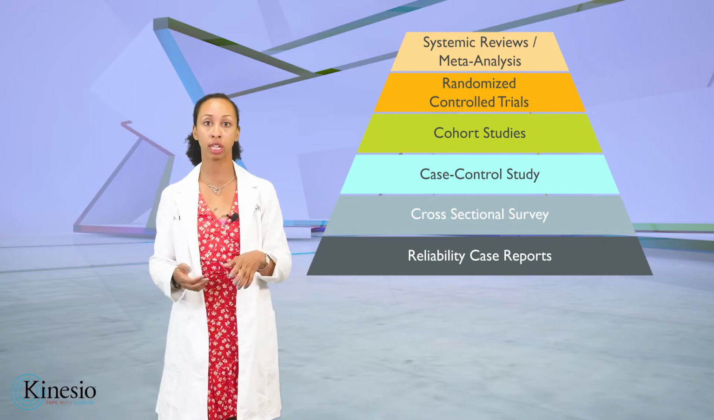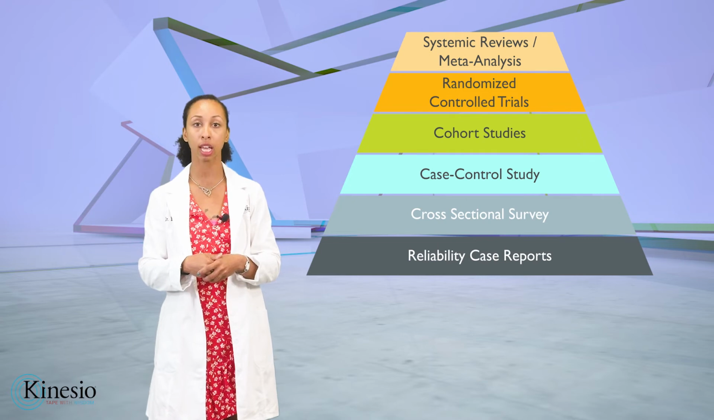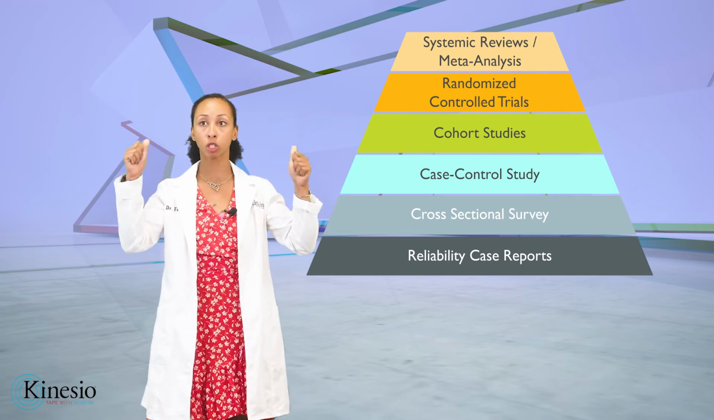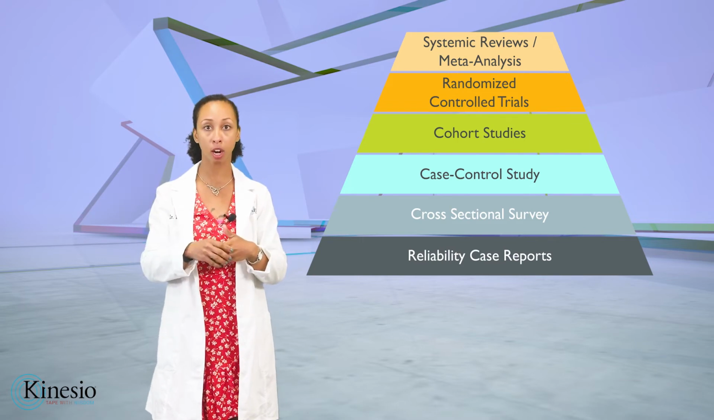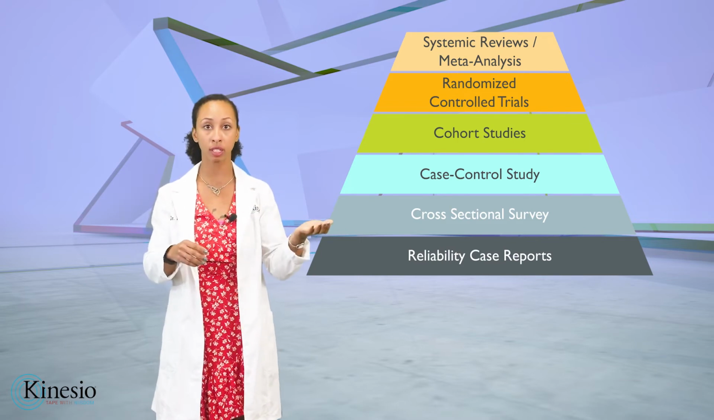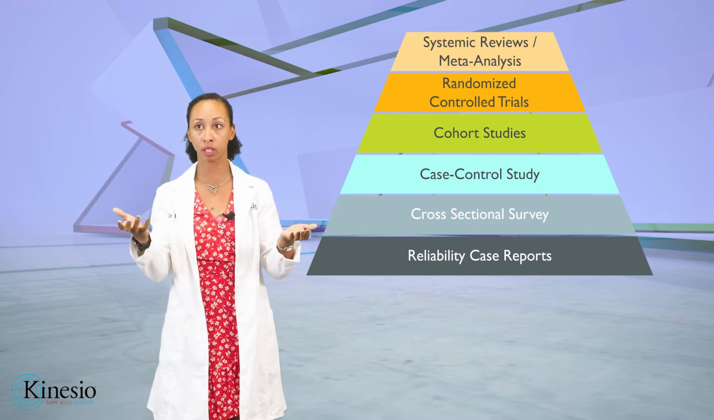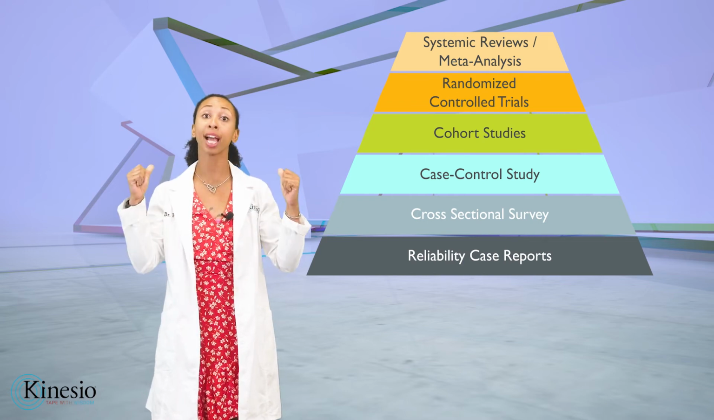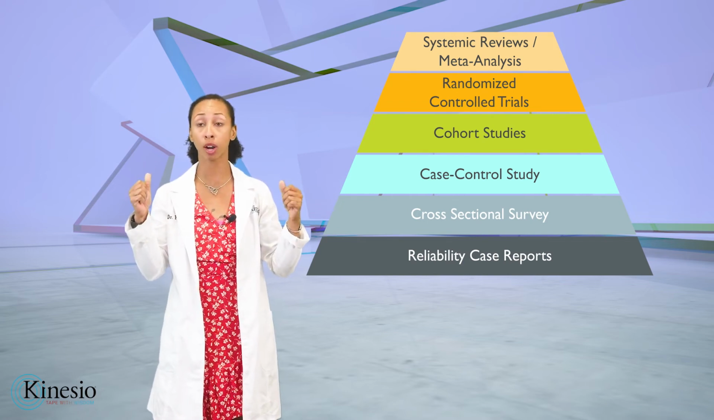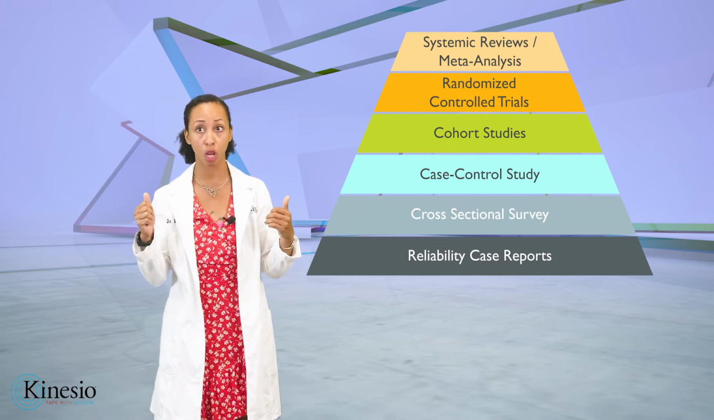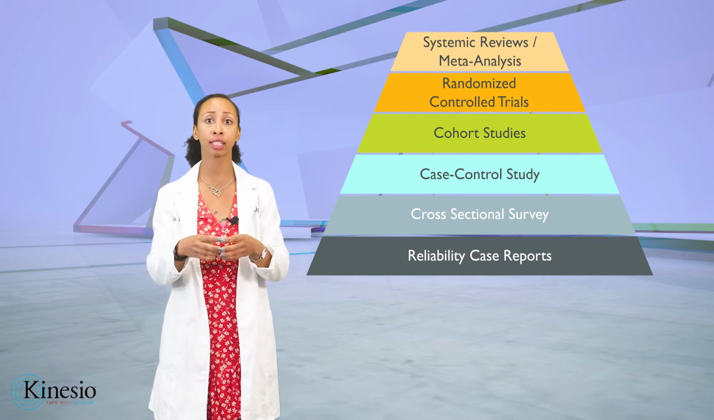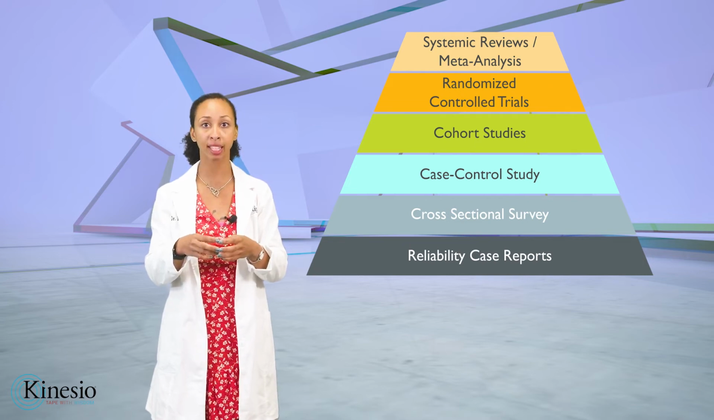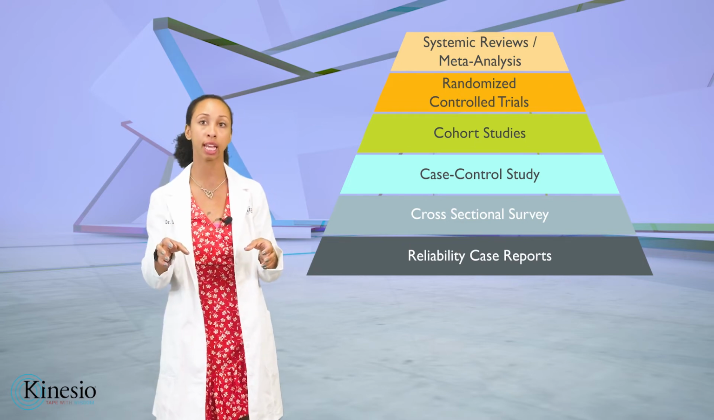Below cohort studies are case control studies. Now these are just retrospective studies where you're looking in the past. These compare people who have a disease and those without a disease. And then you kind of go back in time looking for a risk factor between the 2 groups. So ideally, these 2 groups of people are nearly identical, except for the fact that one has the disease and one doesn't have the disease.